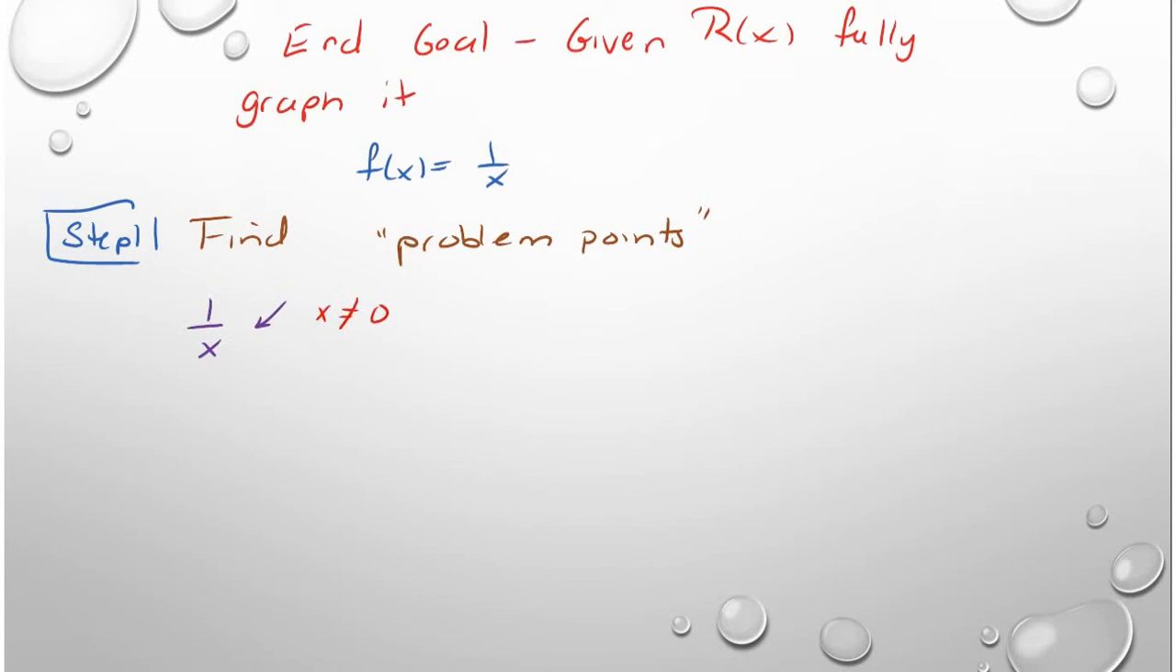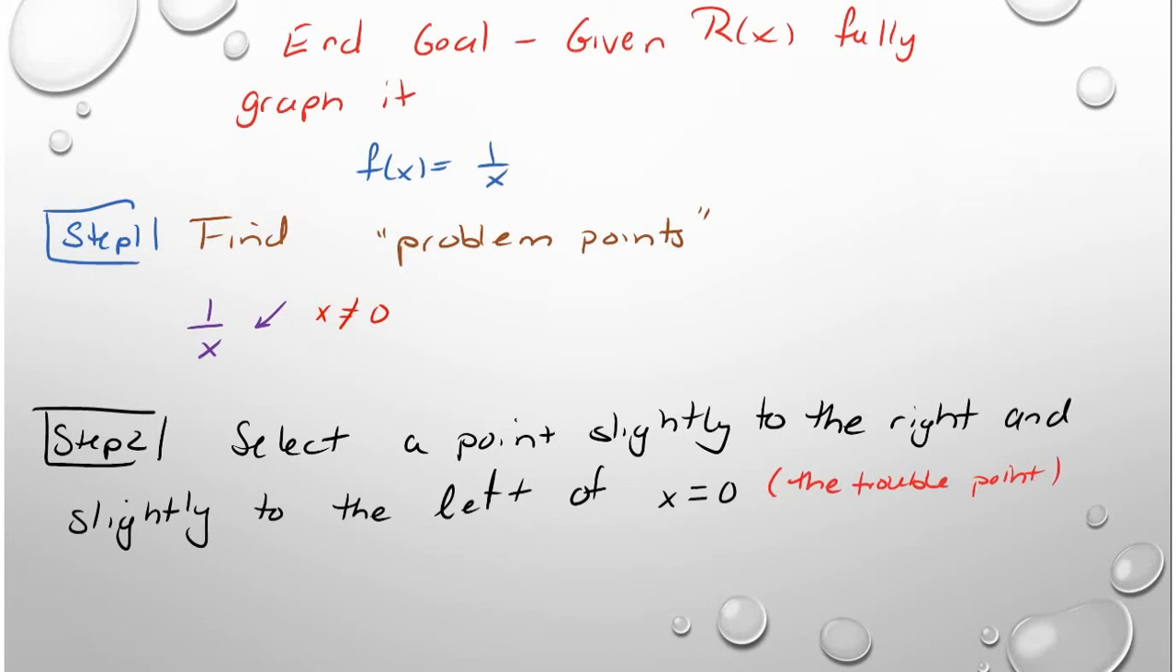Step 1 is to find the problem points. They're usually where the denominator is 0, but not always, like I showed you in that last problem. It's true, math teachers do purposely try to trick their students. Now you know. So x not equal to 0: you can never let x be 0, so x equals 0 is the problem point. Once you identify that problem point, you want to select an x value slightly to the right and slightly to the left of the trouble point, which is x equals 0 in this case.